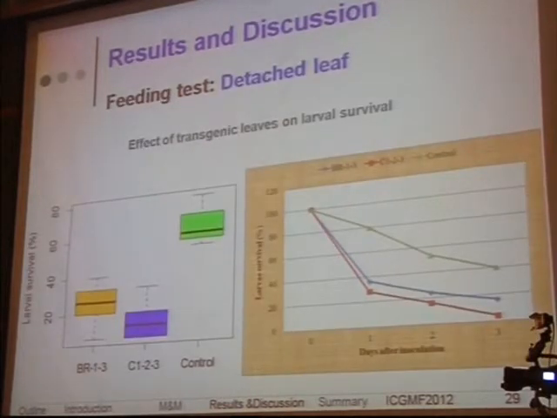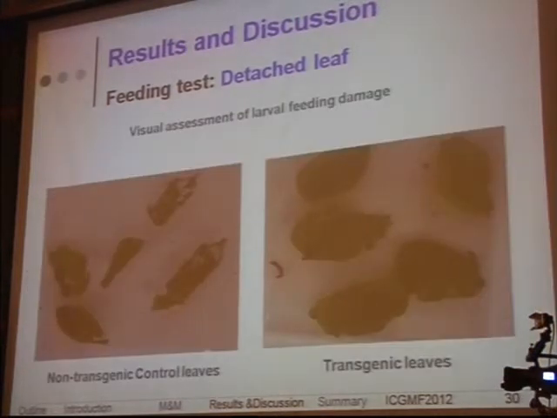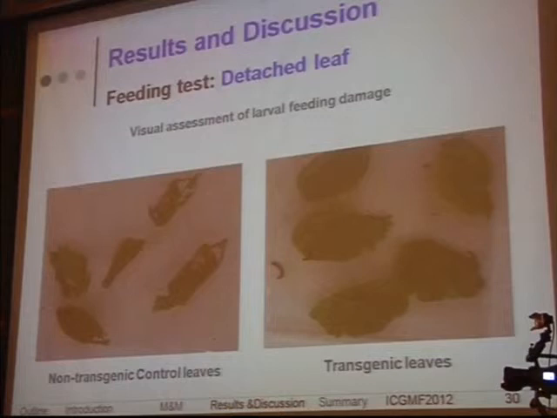If you come to the feeding test, in the first experiment we used detached leaves, and in this you can see the larval survival. So there is a clear difference between control and transgenic clones. And if we look at how many days are needed to reduce the larvae, you can see after 3 days even the larvae on the control also drop to 40%. The point here is that the leaves become dry after a few days, so it is also clear that even the larvae on control plants did not survive. And here is the visual difference between transgenic plants and control plants.